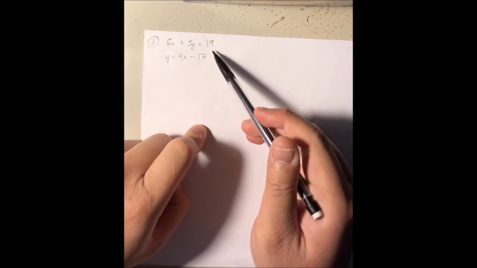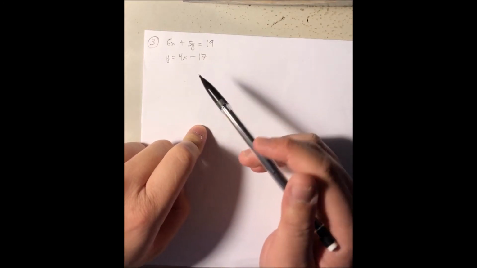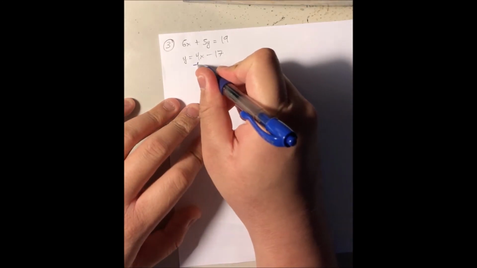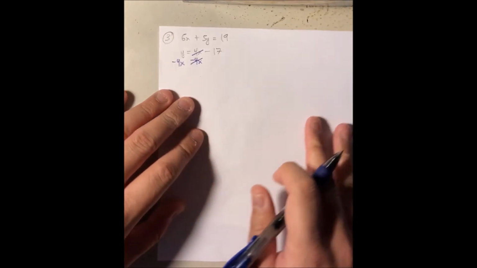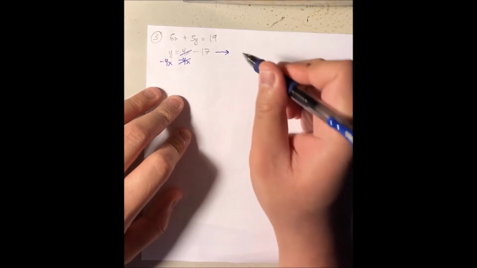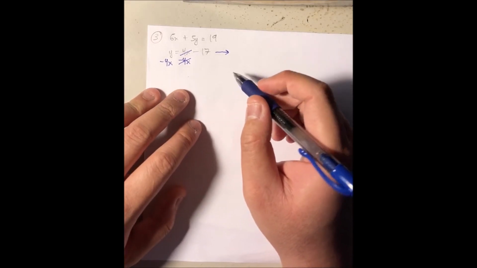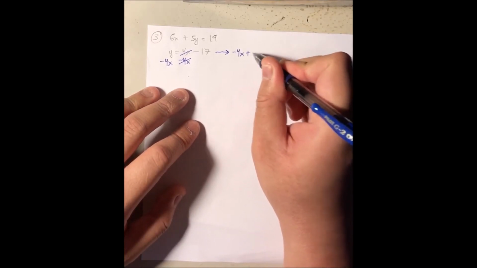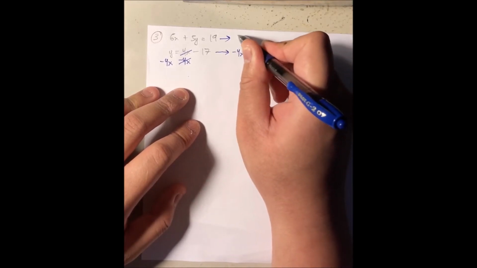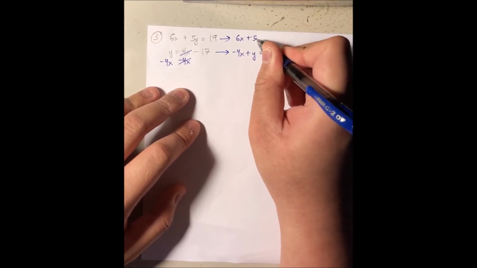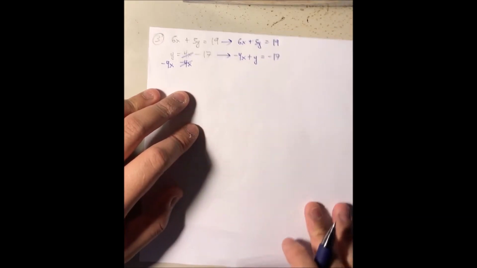Third example of using the matrix method to solve this system of linear equations. Now, my first equation is in standard form, but not my second equation. So to convert the second equation into standard form, in order to set up the augmented matrix for this system, I just have to subtract 4x from both sides. That means my new second equation will be negative 4x plus y equals negative 17. First equation staying the same, 6x plus 5y equals 19.